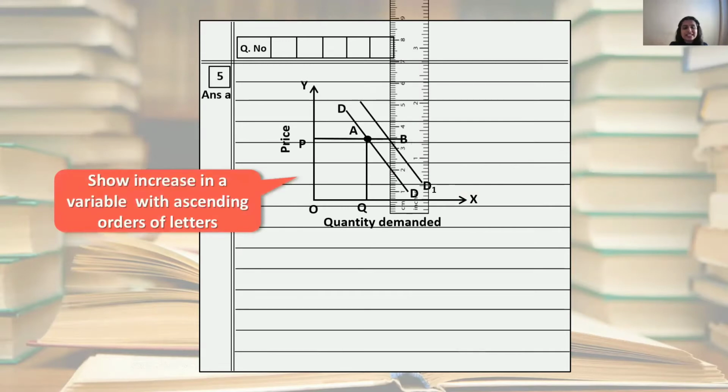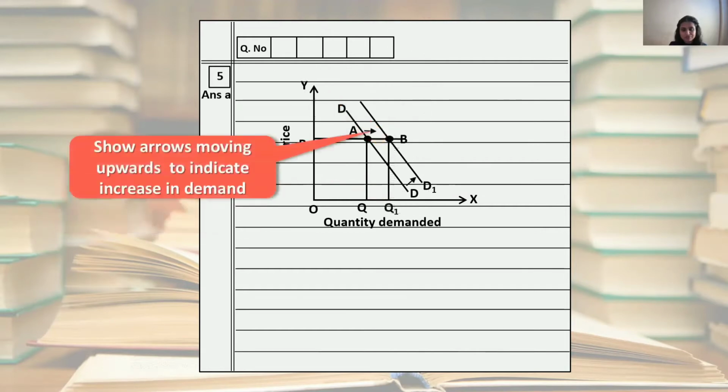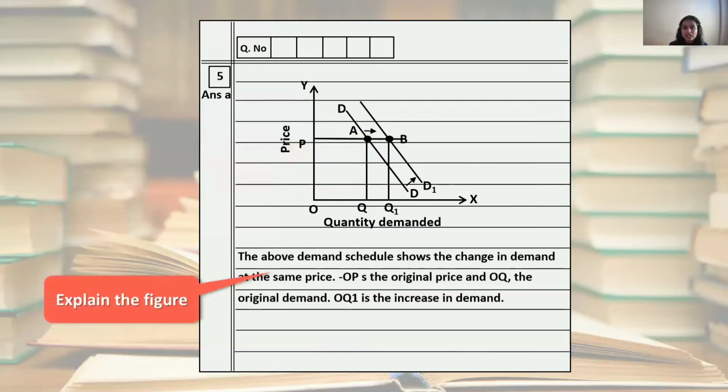So show increase in a variable with an ascending order of letters. Show arrows, extremely important, students. Arrows must be there to indicate a rightward shift, because what happens is that in the absence of arrows, you tend to lose marks, right? So since this question is asking you for a rightward increase, the arrow has to move rightwards. Name your demand curves DD and D1, which is your new demand curve, right?